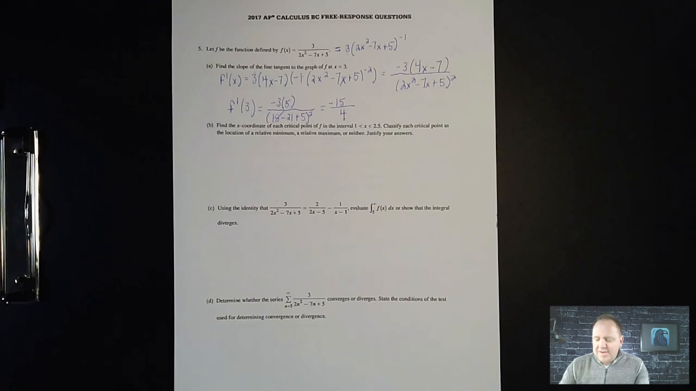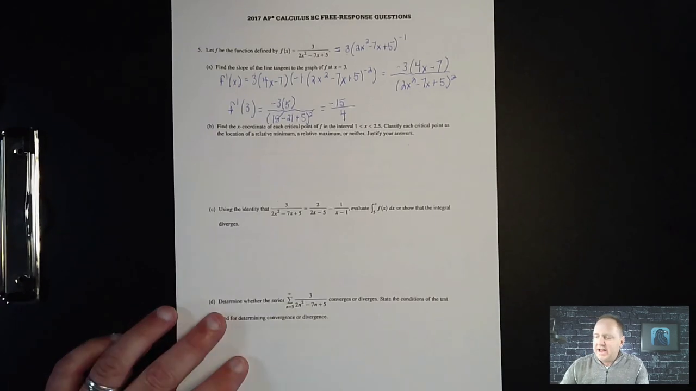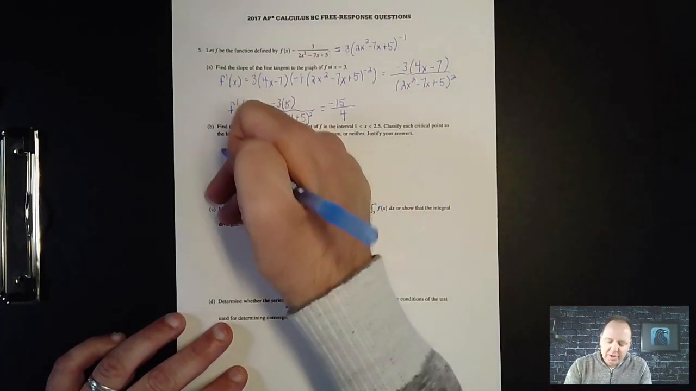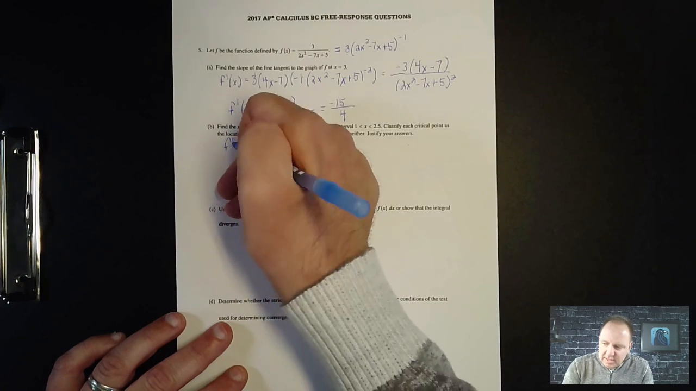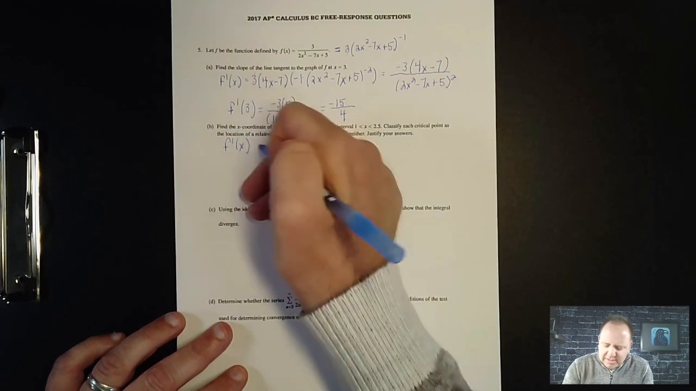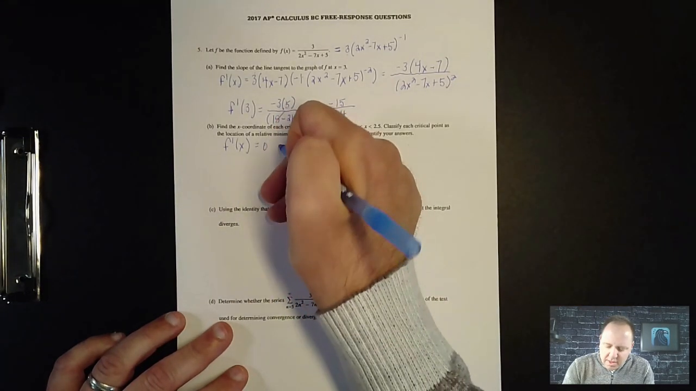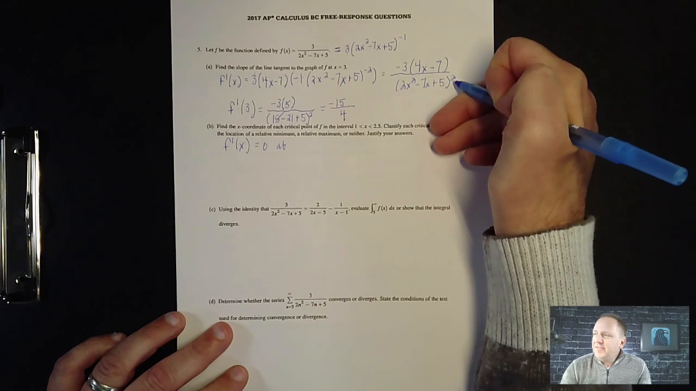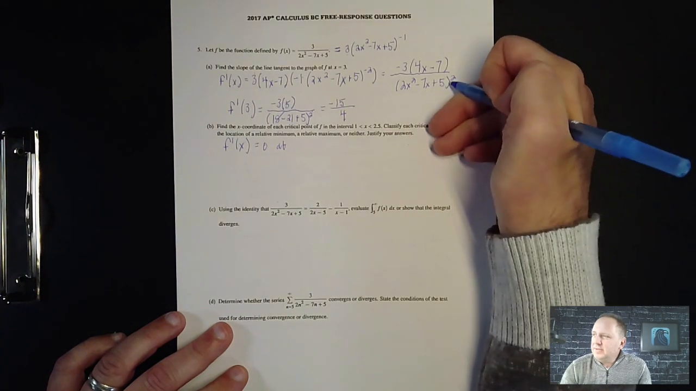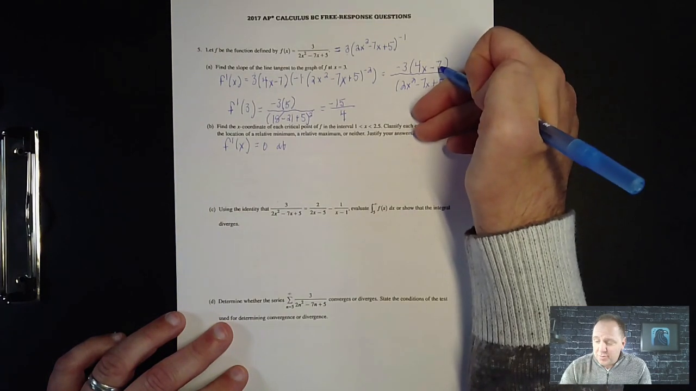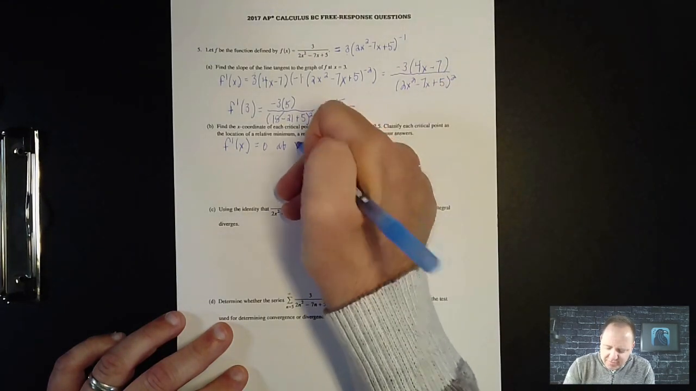Okay. Find the x-coordinate of each critical point of f in the interval between 1 and 2.5. Classify each critical point as the location of a relative min, relative max, or neither. Justify your answers. All right. Critical point, fundamentals. Let them know we want to find f prime of x equal to 0. All right. Now look at my factored numerator here, right? So this equals 0 only at 7/4. At x equals 7/4.